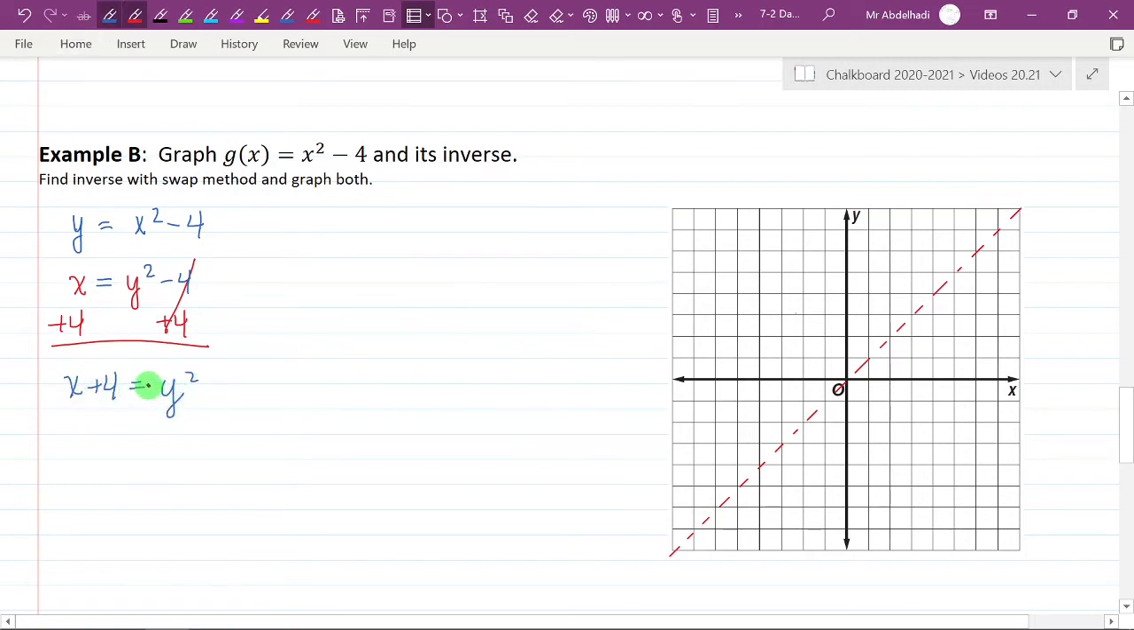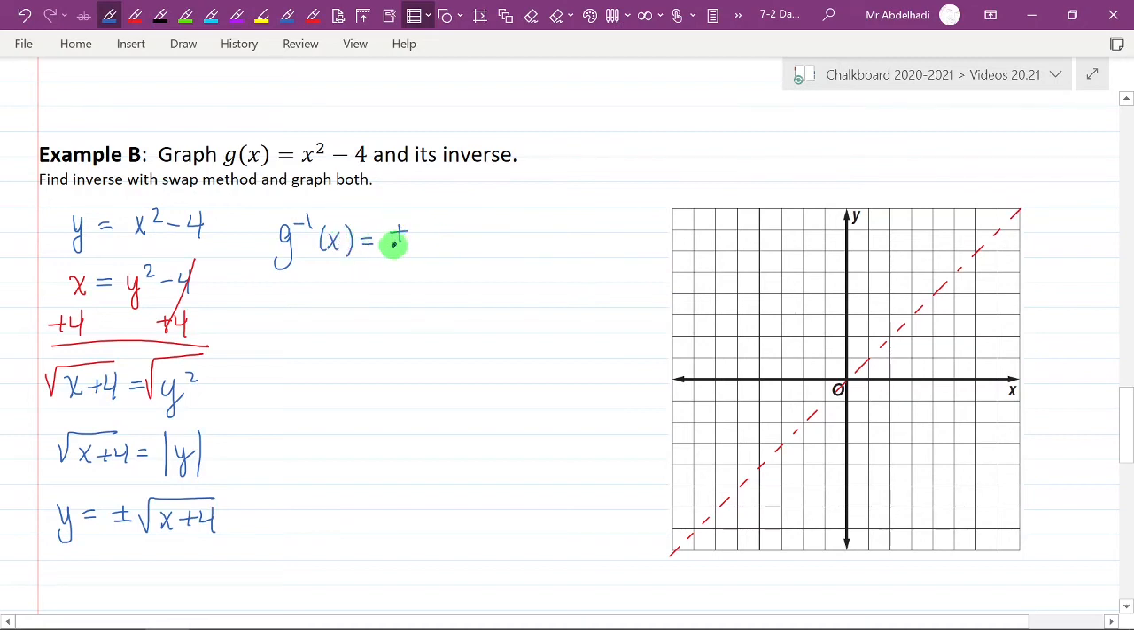We get there. And now we square root both sides. Now when you square root both sides, this becomes the square root of y squared is absolute value of y. And when you drop the absolute value bars, that creates a plus or minus on the other side. So what you get is y equals plus or minus the square root of x plus 4. And now we'll replace this with the correct name. It's not y, it's g inverse of x equals plus and minus square root of x plus 4.